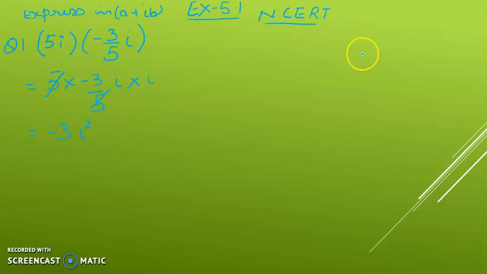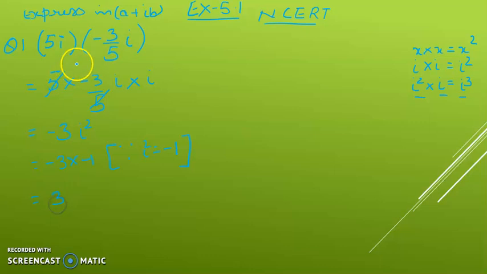Like in algebra you have x into x is equal to x square, so i into i is equal to i square. I square into i will be i cube, and this way it will continue. Iota, imaginary numbers like this, and we know that i square is equal to minus 1. So minus 3 into minus 1, and minus minus gives plus.